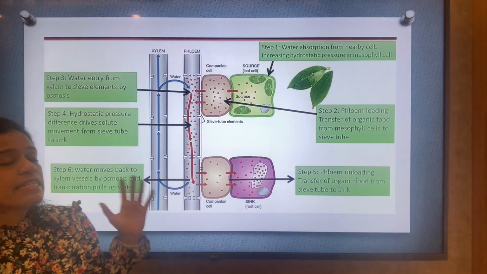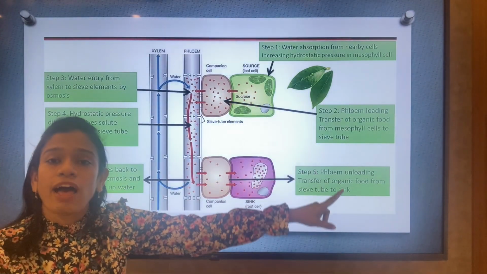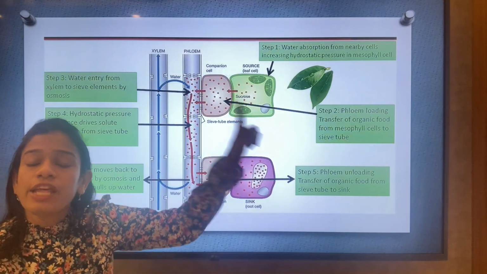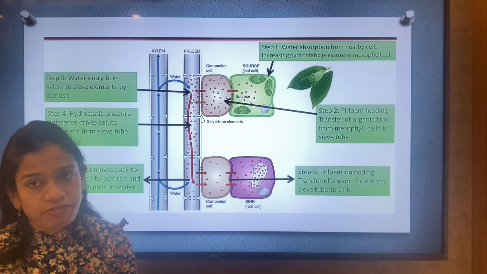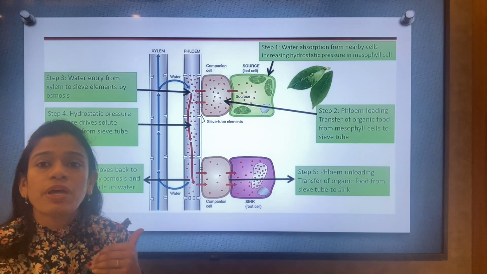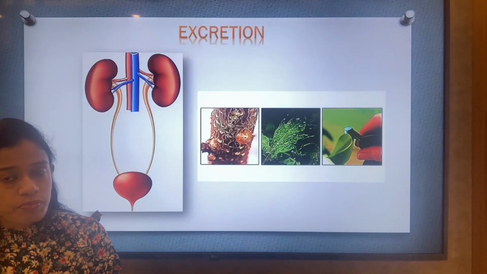So this is a diagrammatic representation. If you want, you can have a look at the steps and understand more vividly and descriptively how the phloem transfers the food from the leaves to different parts of the body.